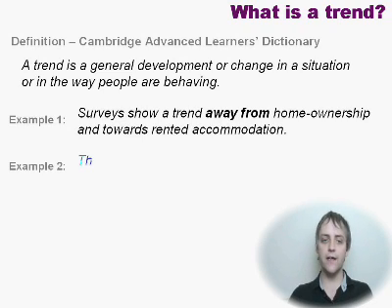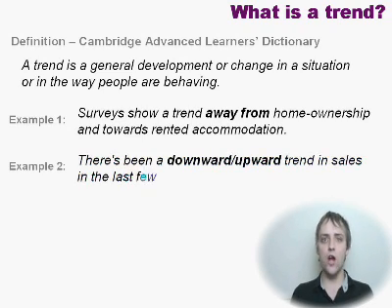Another example we have: there's been a downward or upward trend in sales in the last few years. So it could be sales in any product. So in the past, sales were X amount, but now they are different. So the sales could be more now or less now.